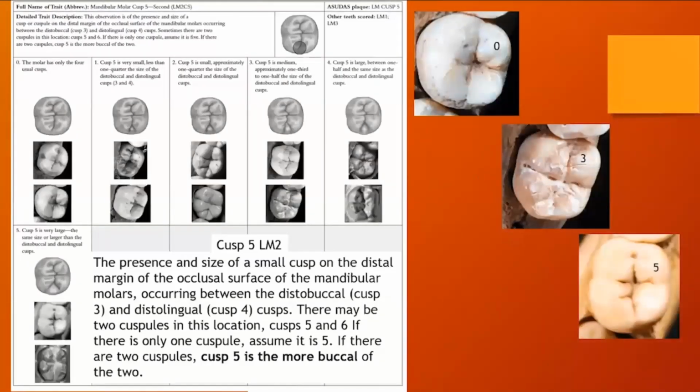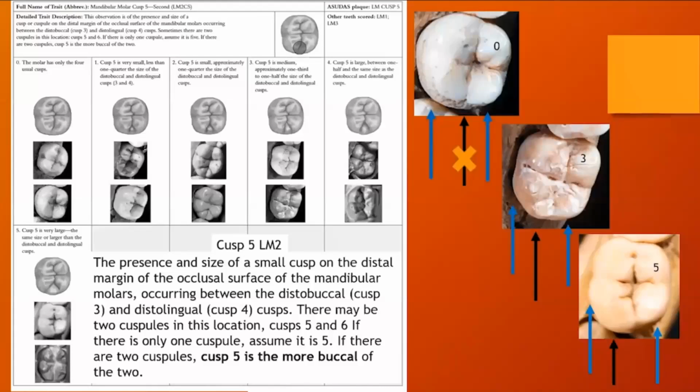Let's take a look at cusp 5 expression on the second molar. Here, again, a zero expression. That groove is just continuous. That's a really simple tooth, which is something you would tend to find more in a second molar. And we can see, if we compare it to those cusps, there's nothing there.